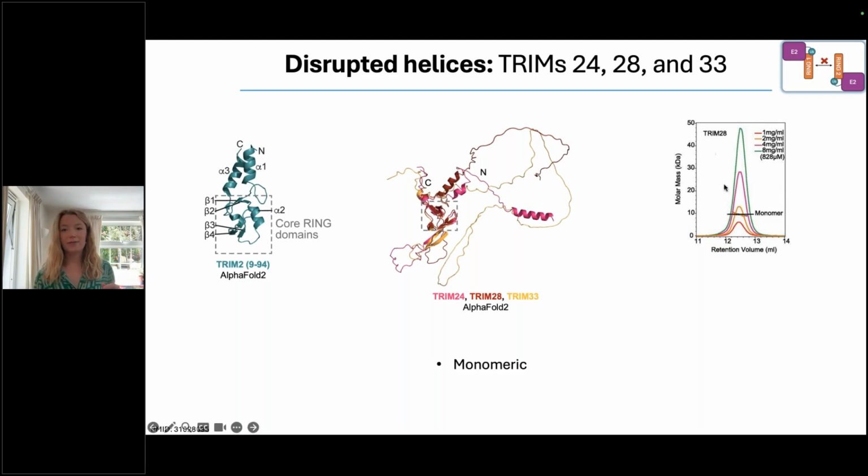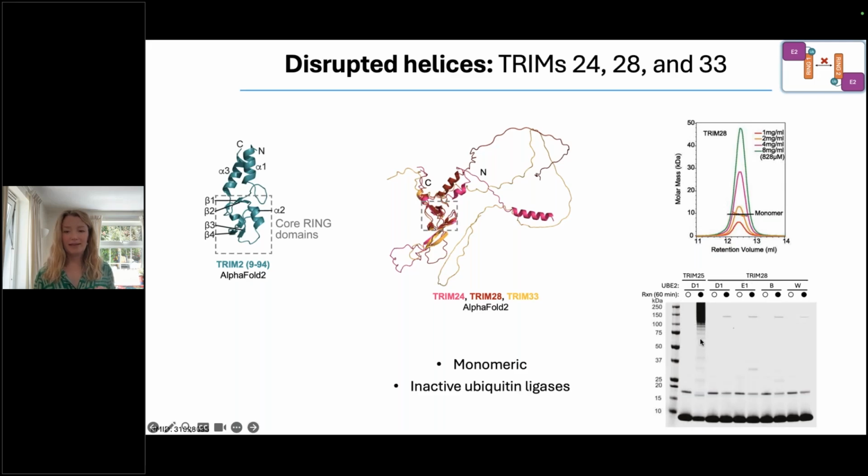And so, for example, for TRIM28, we can see that this is strictly monomeric, so it doesn't form these dimers. And this correlates with this lack of activity. So we've got our positive control here, TRIM25, and when we undertake a ubiquitination reaction, you can see these nice smears of ubiquitin, which indicate these ubiquitin chains of high molecular weight that get formed. Whereas for TRIM28, we can see that there's nothing really going on there. No matter which E2 enzymes we try to work with, there's no activity.